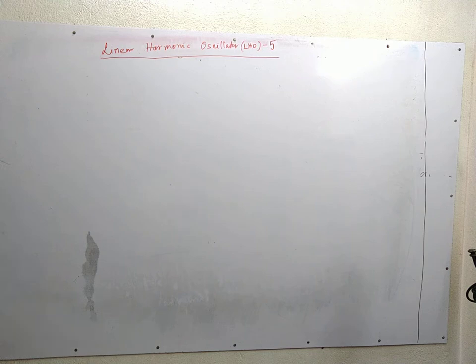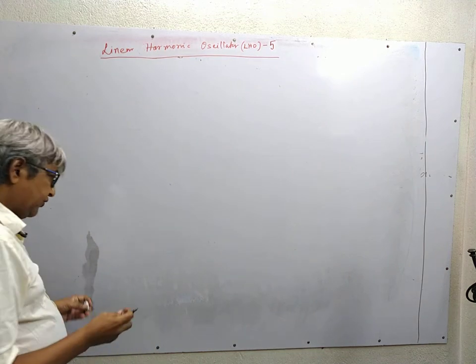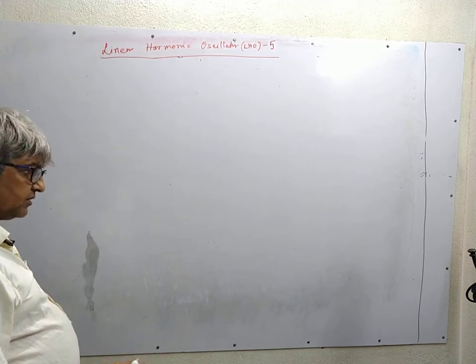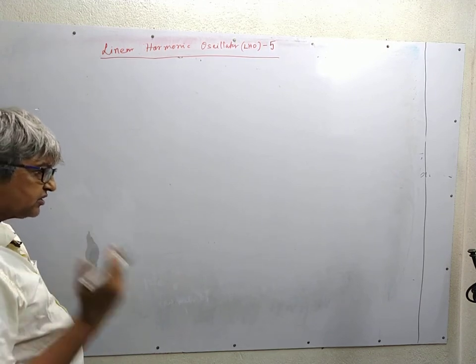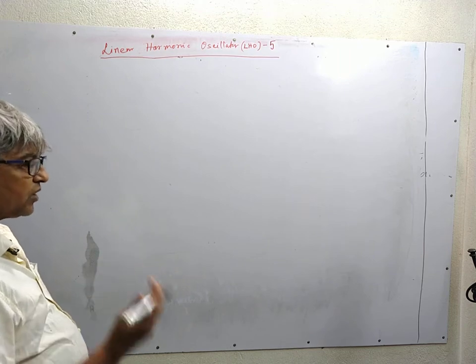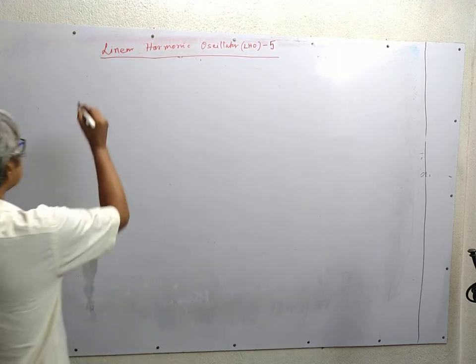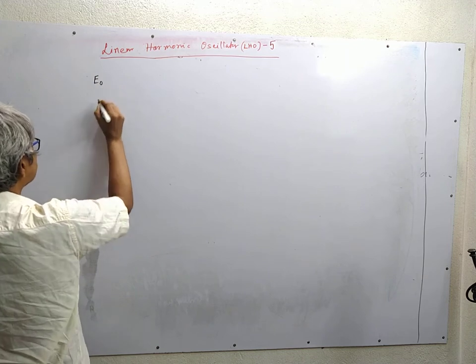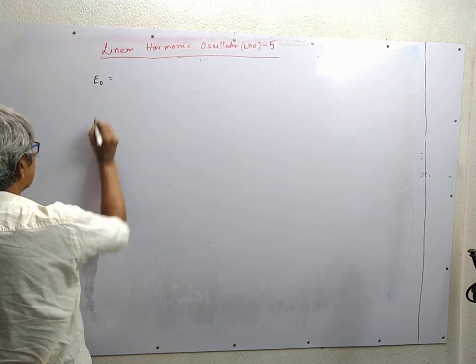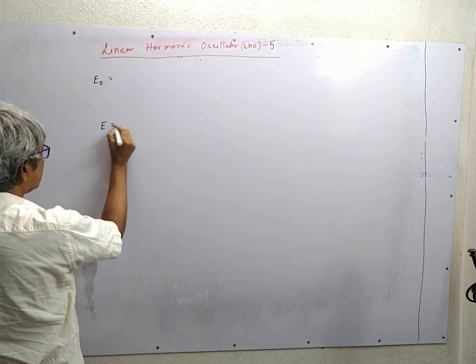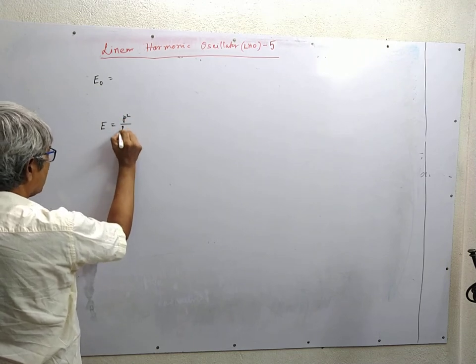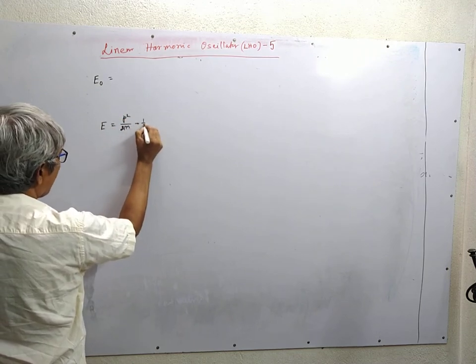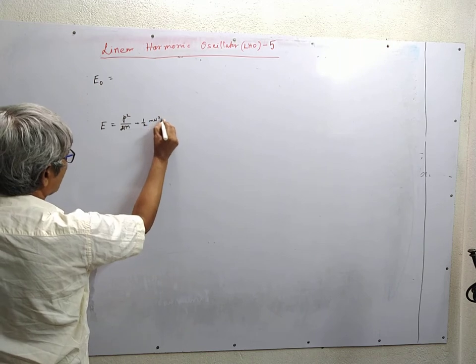In this fifth lecture on the linear harmonic oscillator, we shall first try to establish that the zero point energy is just a manifestation of the uncertainty principle. So the minimum energy of the oscillator is E0. The energy of the oscillator is p square by twice m plus half m omega square x square.